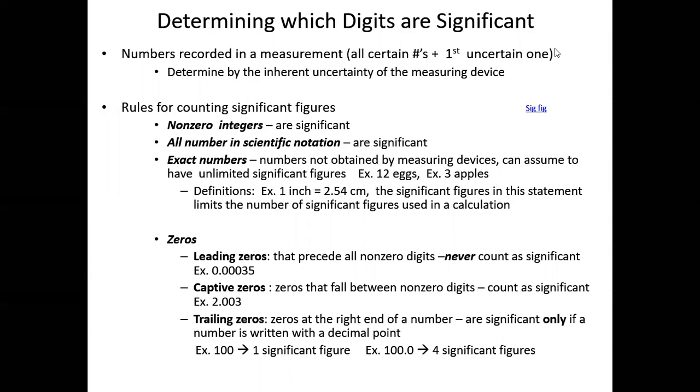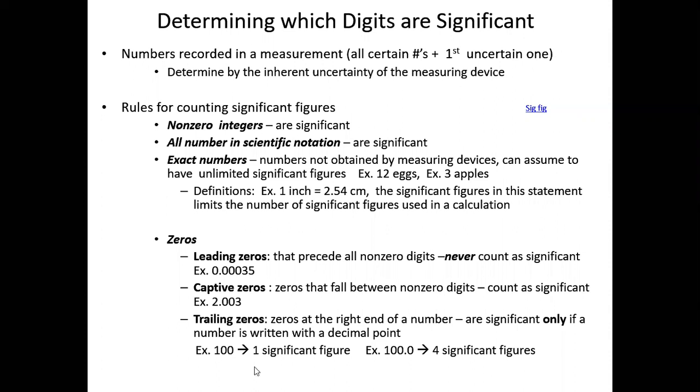And so with measured numbers, as we learned in the last lecture, you have to use a device to obtain the value. Now, depending on the device you use, you get some type of uncertainty in the measurement. And so all measurements that you make contain certain digits plus one uncertain digit. We'll look at how you determine the number of significant figures when you're doing an actual measurement a little bit later. But when you have a measured number and you want to determine what digits are significant, there are a few rules that we look at.